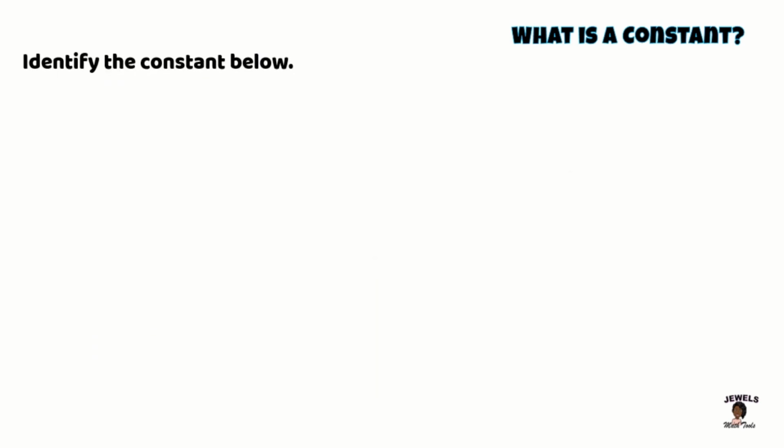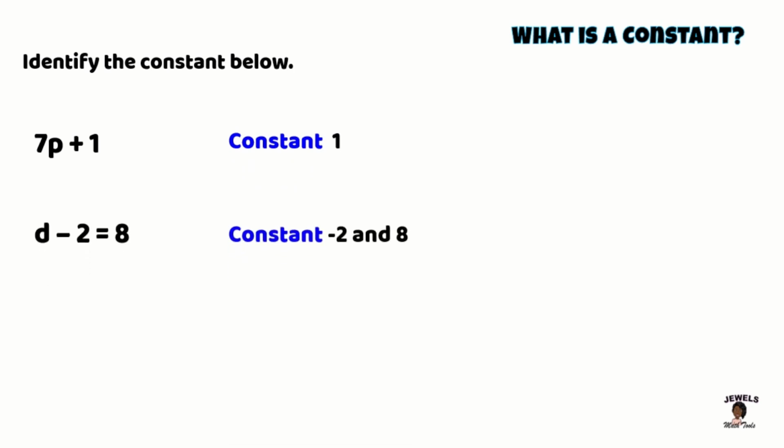So let's go through some practice questions to see if you can identify what your constant is. In our first example, my constant is, you guessed it, 1. What about in this one? Our constant in this one would be both -2 and 8. And what about this third one? You guessed it, our constant is 13.